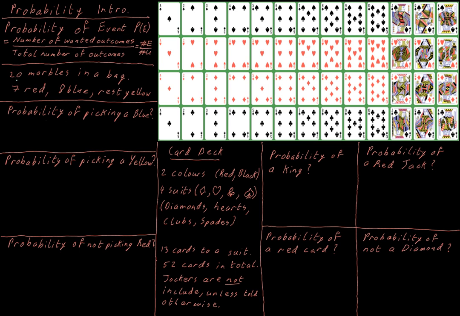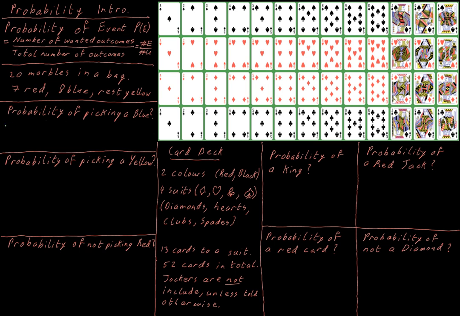If we take an example, there are 20 marbles in a bag. 7 of them are red, 8 of them are blue, and the rest are yellow. So if we want to find the probability of picking a blue, we're going to come back to this definition here, and this is going to get us very far in probability. We're going to look at how many of these outcomes do we want out of the total number of outcomes.